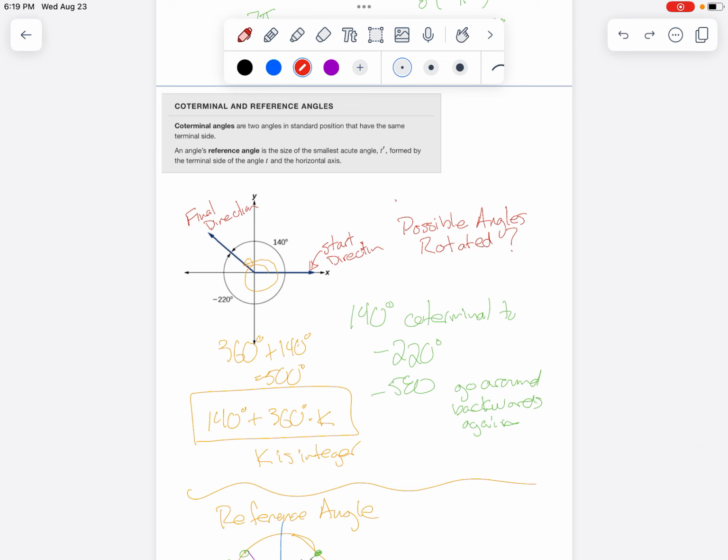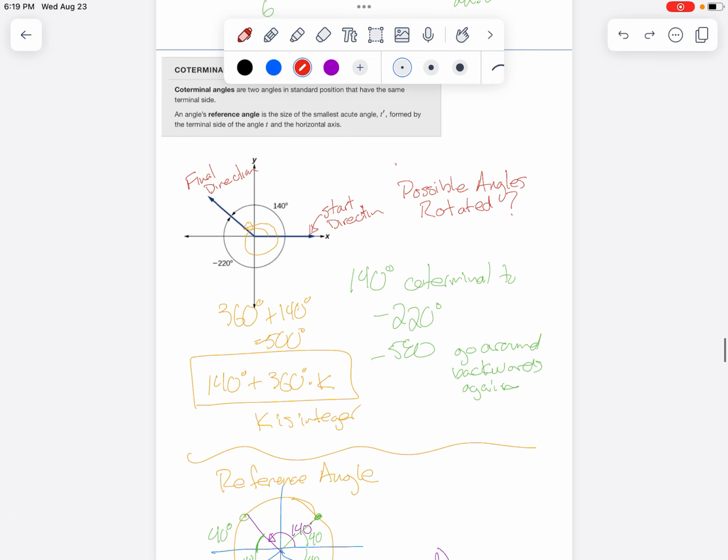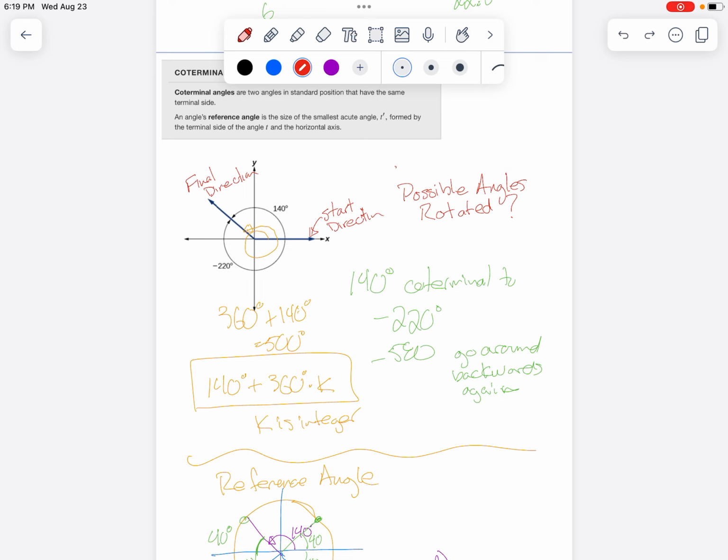Another thing that we wanted to talk about is the idea of coterminal angles and reference angles. And we'll come back to these many times throughout the semester. Coterminal angles are angles that end up pointing in the same direction. So, like 140 degrees, this angle over here is the final direction, but I could have done a full revolution and 140 degrees. So if I'd done one spin and 140 degrees, that's 500 degrees. I end up pointing in the same direction. So those are called coterminal. They end in the same place.